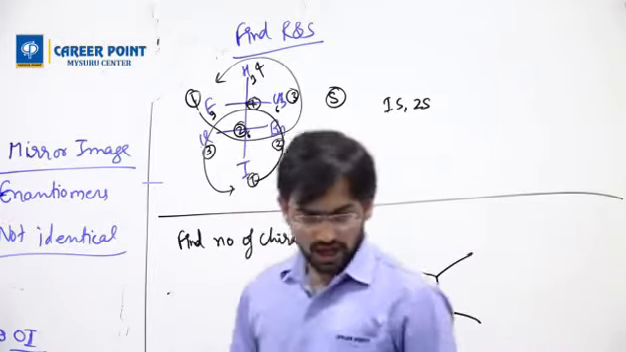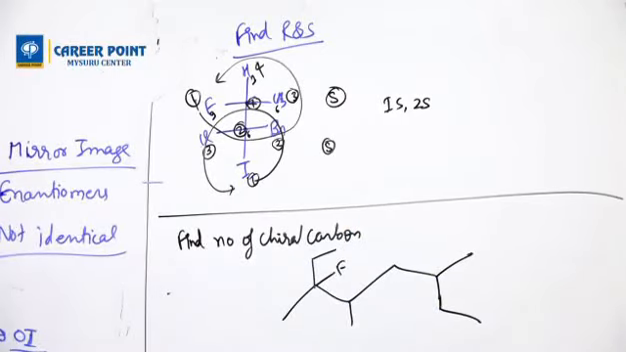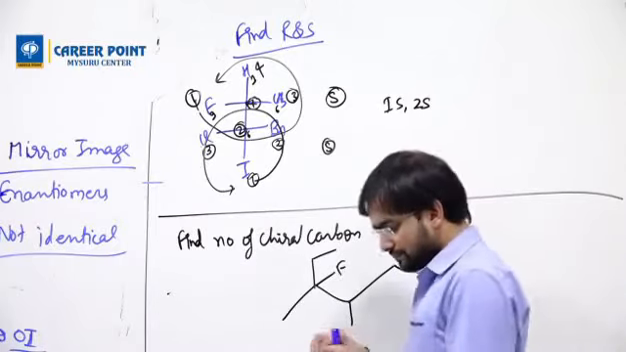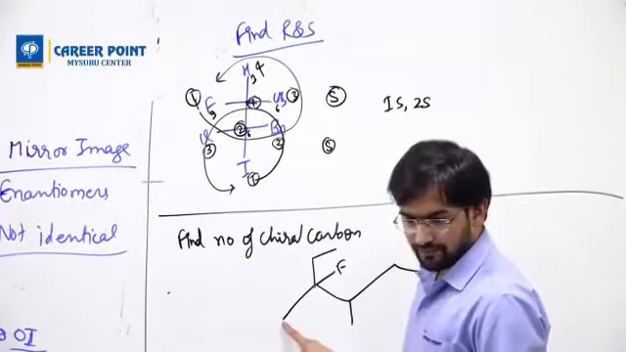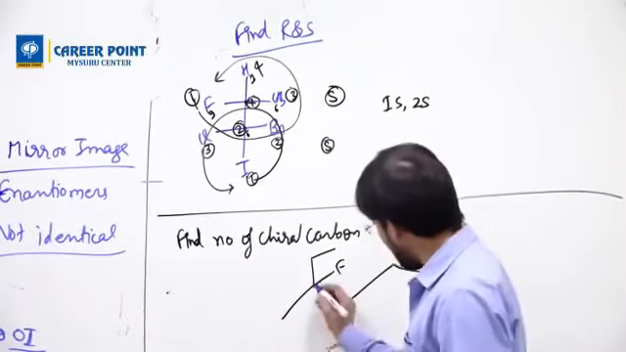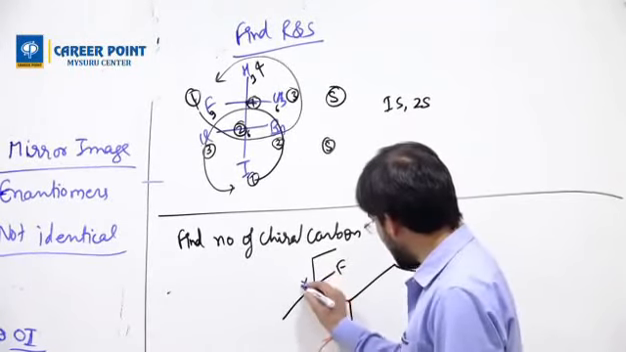Okay, so the answer here is 3 chiral carbons. We'll find out how many there are, and whether we are correct or not. This one is not chiral, because there are 3 same hydrogens. What about this carbon? It has 1 different group, so this is 1 chiral carbon.